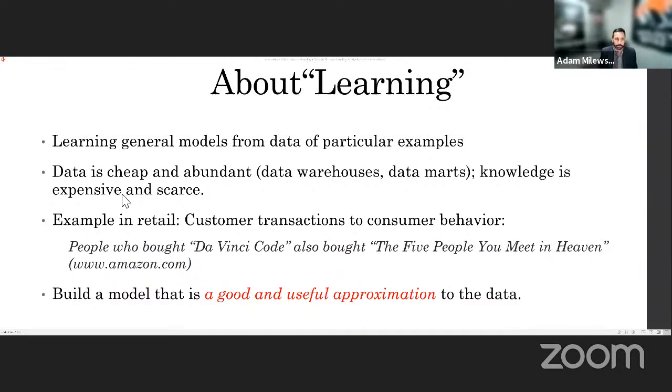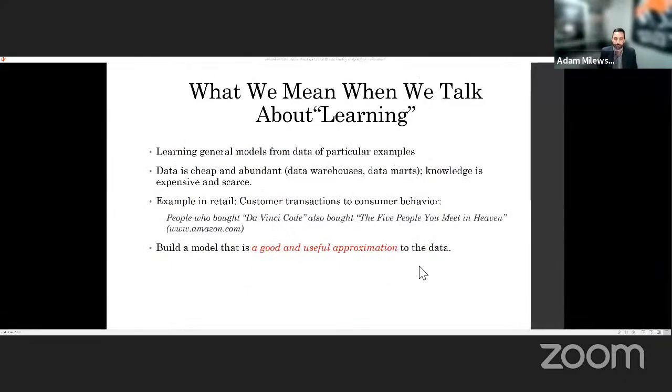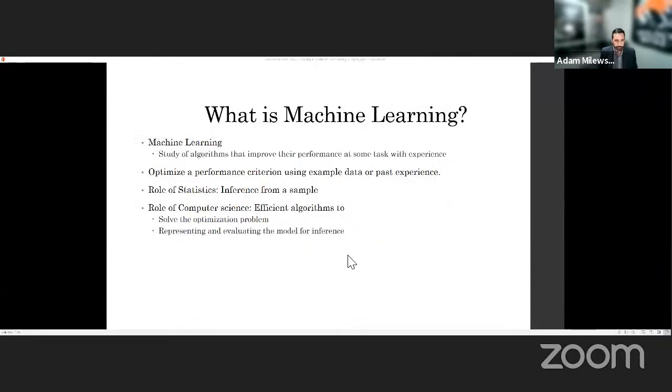So we can think about learning that way. I put an example in retail, customer transactions to consumer behavior. People who bought the Da Vinci Code, one of my favorite books, also bought The 5 People You Meet in Heaven. So that's what they happen to find as a way to learn about the people that did this. And so we want to build a model that is a good and useful approximation of our data. That's really why we learn and what it's all about. So now what is machine learning?